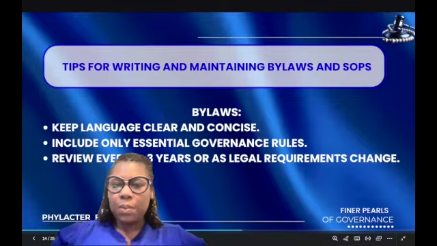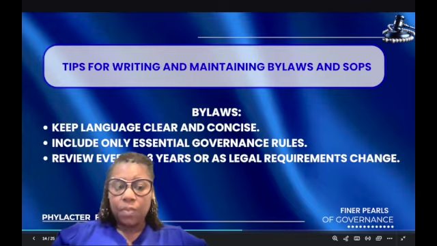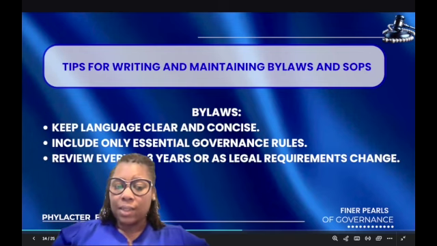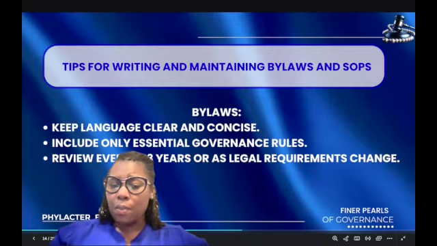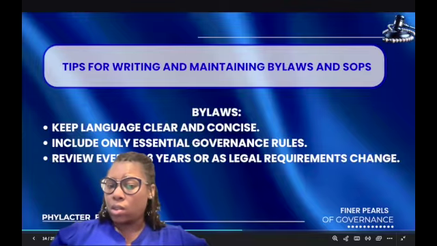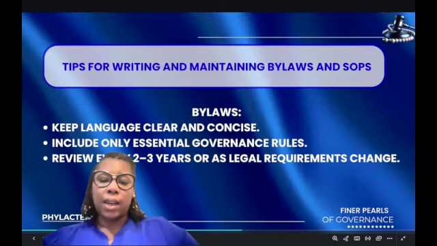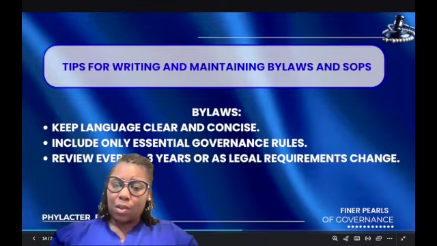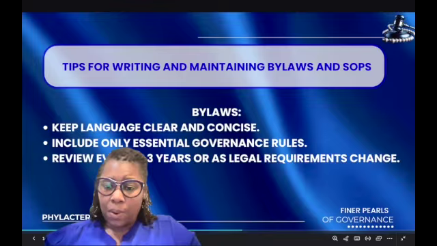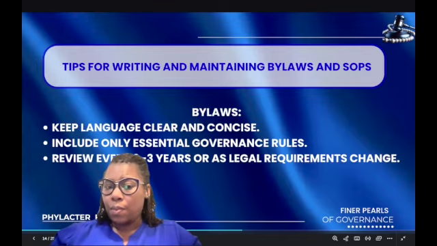So, a couple of tips for writing and maintaining your bylaws and SOPs. For your bylaws, keep the language clear and concise. Include only essential governance rules. Review them every 2 to 3 years or as legal requirements change. Now, you would usually set in your SOP or even in your bylaws when we are actually going to amend them and how we're going to amend them.